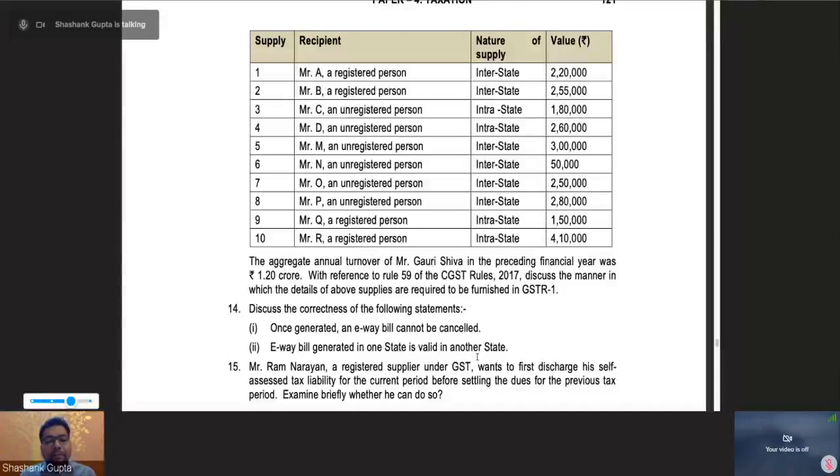Second part is, e-way bill generated in one state is valid in another state. So when we were discussing e-way bill provisions, we discussed that e-way bill is required for movement of goods, be it Delhi to Delhi, be it Delhi to Kolkata, be it Delhi to Mumbai. Did we discuss anything that separate e-way bills are required for separate states? No. And hence, of course, e-way bill has national validity throughout the route of transportation, and hence an e-way bill generated in one state is valid in another state.